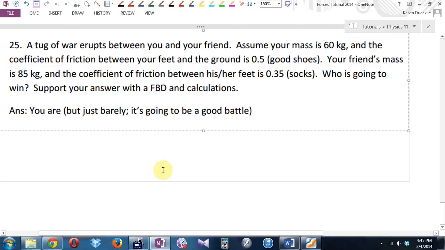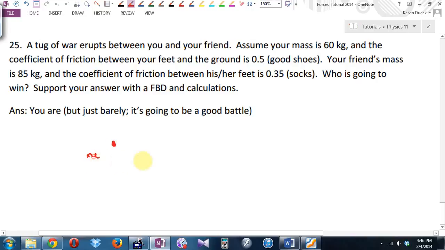So what I did is I got a little sneaky. I made you lighter with good shoes. I made your friend heavier with socks. Who's going to win? Because I think the mass will play a role, but the socks will also play a role. I think what we can kind of visualize is this.